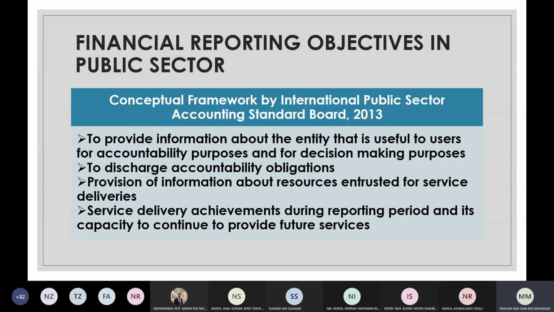To provide information about the entity that is useful to users for accountability purposes and for decision-making purposes. This is quite similar to the conceptual framework under the IASB, or under IFRS. So there are two pillars: accountability on one hand, and decision-making on the other. Accountability is for reporting, and decision-making is for the users, either internal or external. Within the group, or within the ministries, they should use these standards.